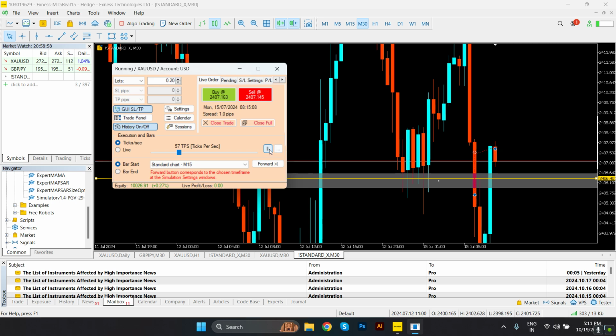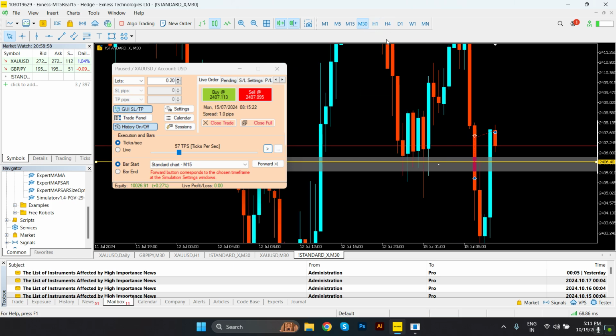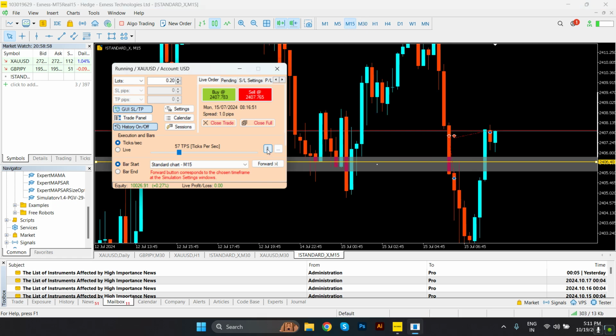Yeah, 15-minute close bearish, so no trade right now. If this candle starts breaking the high of the previous 15-minute candle, then I would say it makes sense to take a buy, because now the probability of price going up becomes higher.